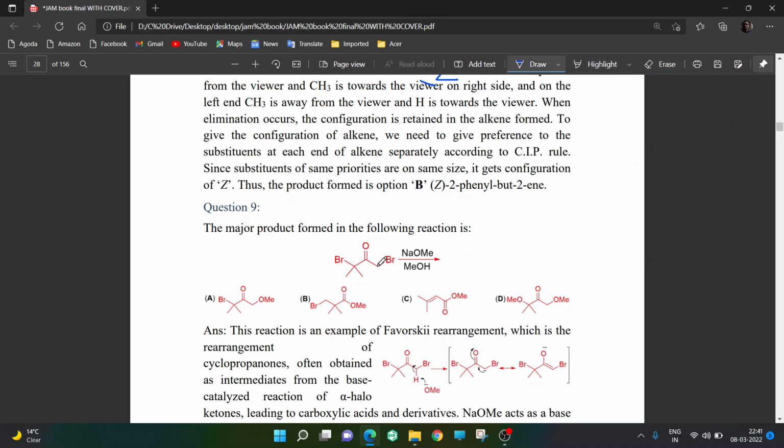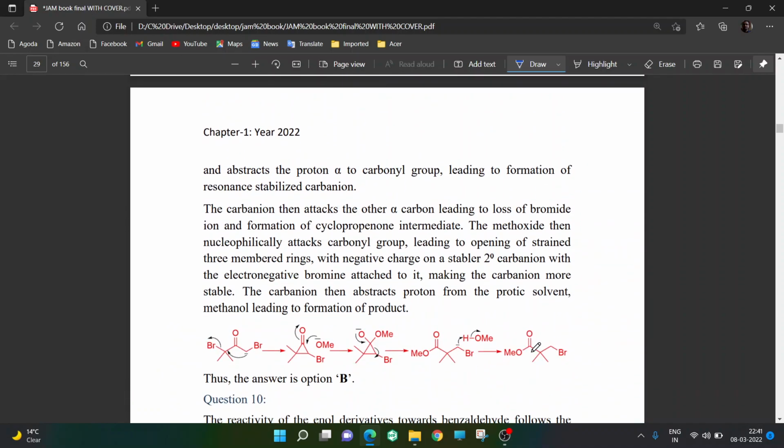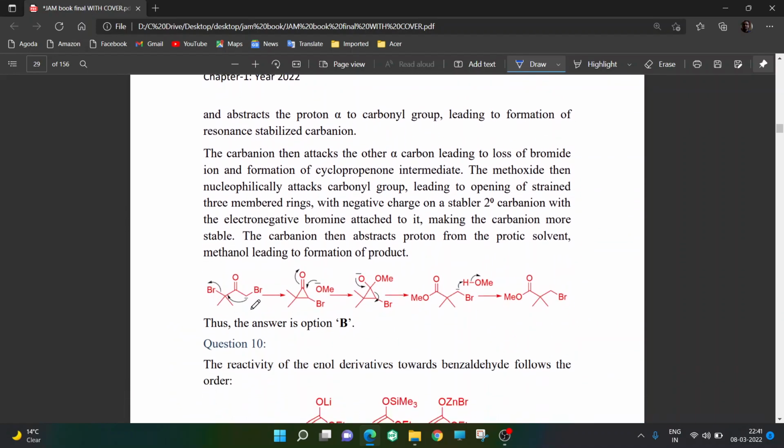Now very clearly we have to see which proton will be removed. On this carbon there are 2 hydrogens, on this carbon there is no hydrogen. So this hydrogen will be removed in the first step. You get a negative charge which is stabilized, and then that goes and forms a 3-membered ring. Now the 3-membered ring is kinetically very favored, but thermodynamically very unstable. Kinetically means it forms very fast, but it won't stay like that. So it immediately attacks, Br minus leaves, and you get this.